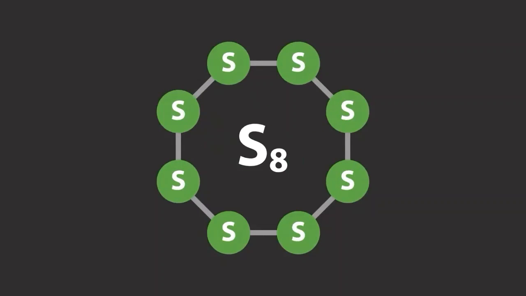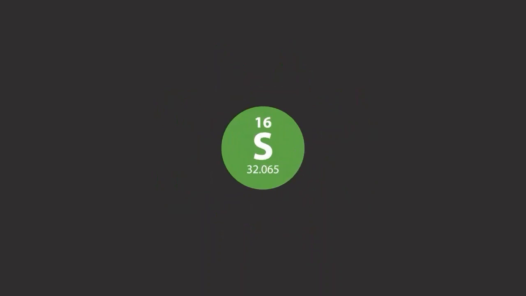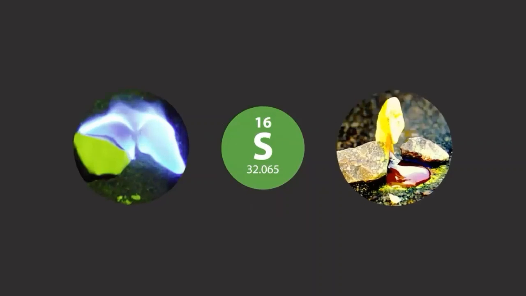The most common allotrope of sulfur is octasulfur, where 8 sulfur atoms join together to form this ring structure and is very prevalent in nature. It is commonly found around volcanoes. Yellow elemental sulfur burns with a blue flame and melts into a deep red liquid. Its many compounds can be found in everyday life.